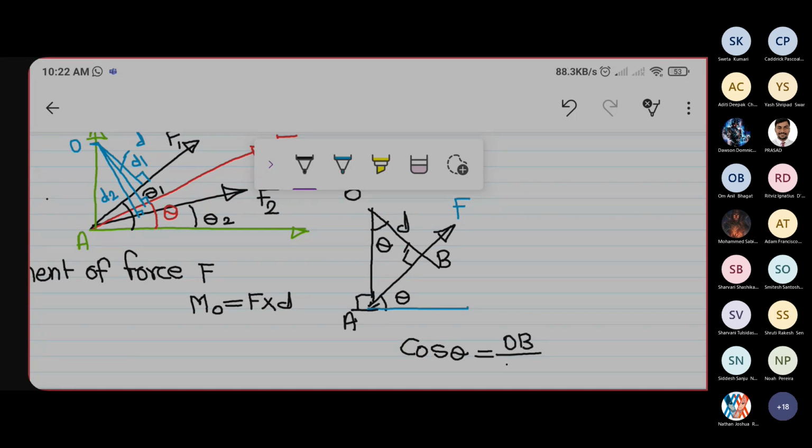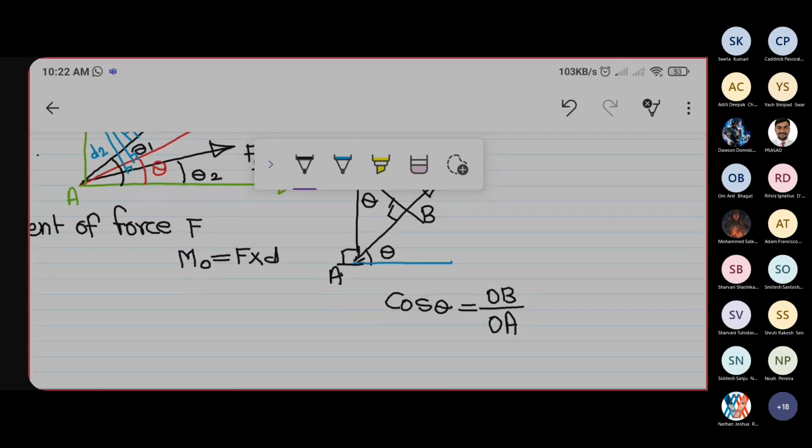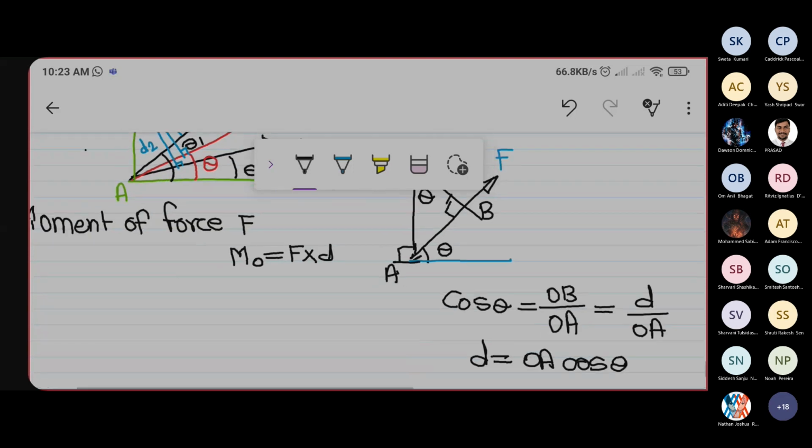OB divided by OA, or we can write OB is D divided by OA, or we can write D is equal to OA cos theta. So let's write that. Why I am doing all those things you will understand when we reach the final equation.